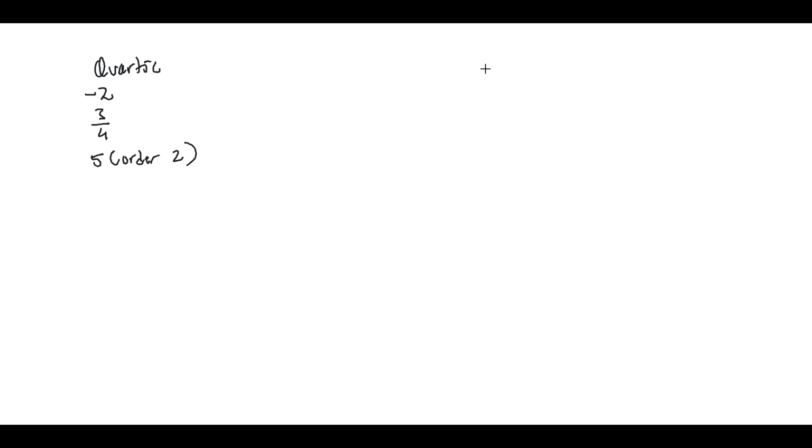What do you mean by quartic? Quartic means degree 4. Cubic means degree 3, quartic is 4, and then quintic is 5. Quartic means degree 4.